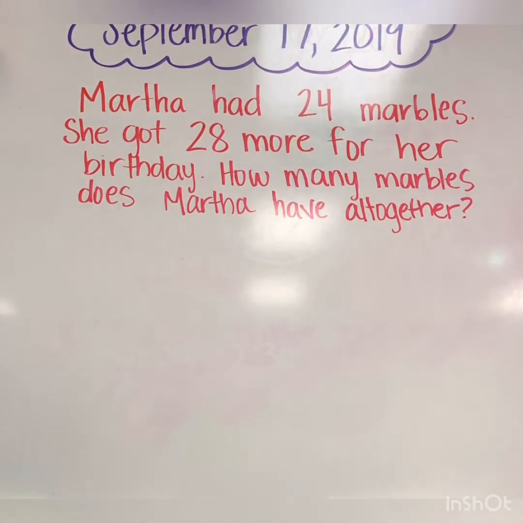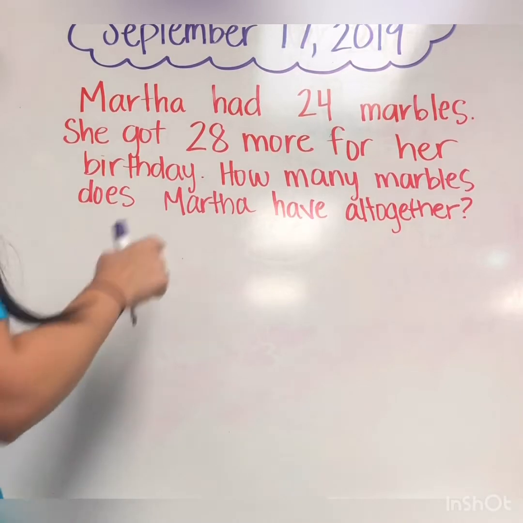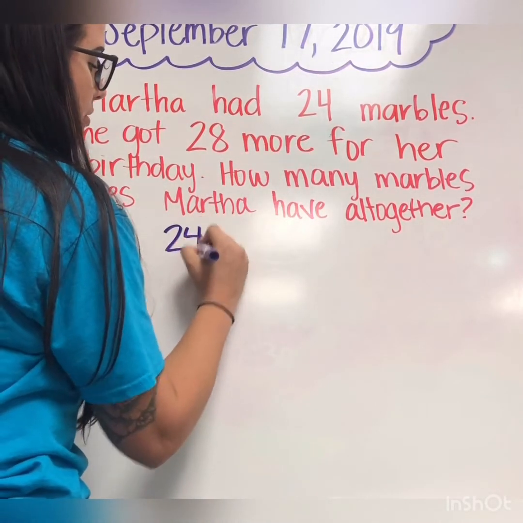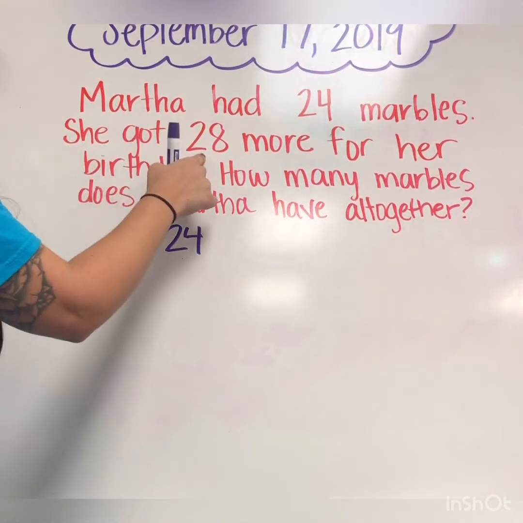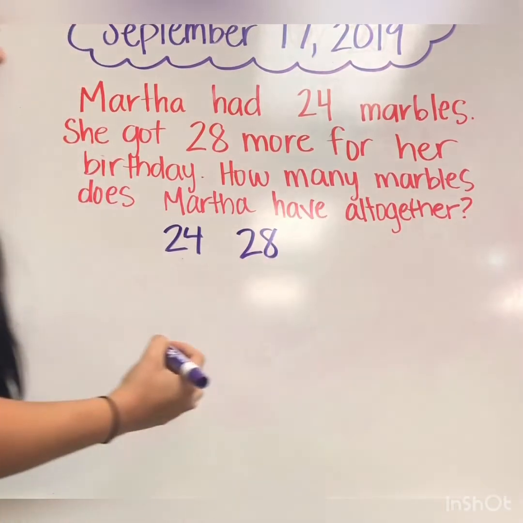So I know to make my strategy, first thing I need to do is pull my numbers out of my problem. I need to figure out what I have. So Martha had 24 marbles, so I'm going to go ahead and jot that number down. She got 28 more for her birthday, so she got 28. I'm going to jot that number down as well.